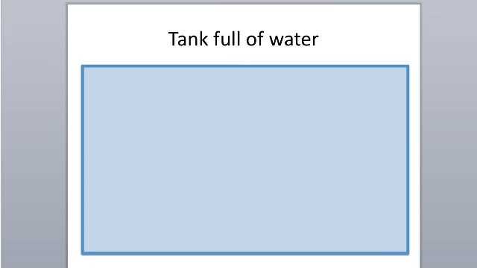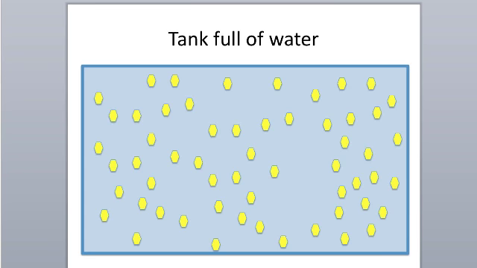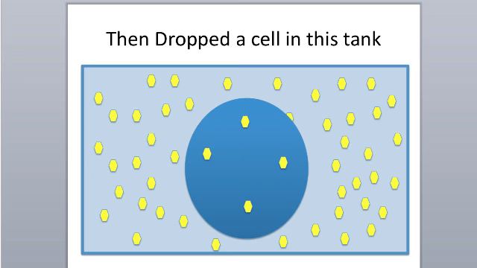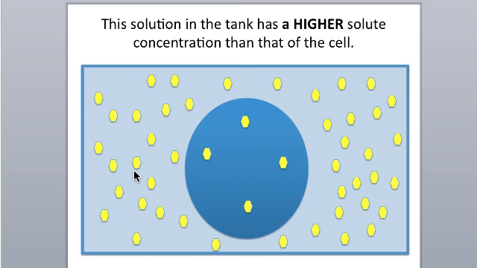Imagine a tank full of water, and inside this tank I add solutes such as sugar. So it looks something like this. The next thing I'm going to do is drop a cell in this tank. So it looks something like this. Now notice the concentration of the solute inside the tank versus that of inside the cell. So the solution in the tank has a higher solute concentration than that of the cell.